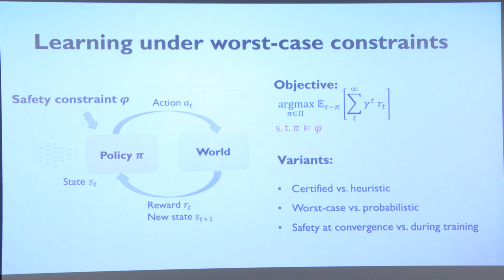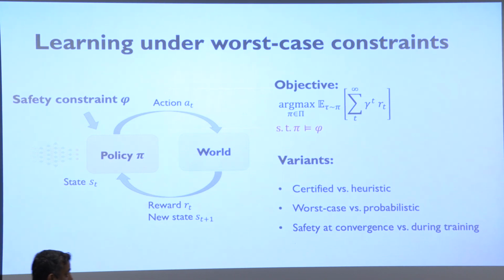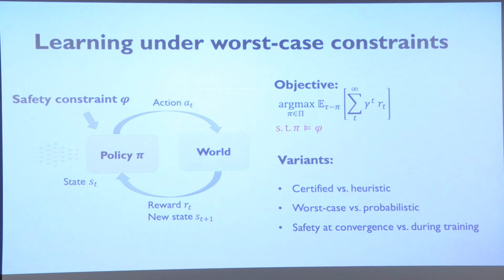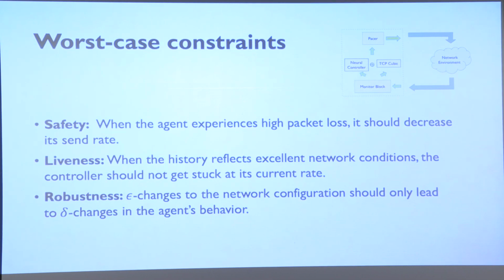So there are many variants of this problem. For example, you can imagine that there are certain cases where if you just satisfy this constraint heuristically, you'll be okay. There are going to be cases where you want more. You want to have certificates that you are actually satisfying these properties. There are worst-case versions of this problem, probabilistic versions of this problem. You may want to satisfy the constraints at convergence or during training, so there are lots and lots of different variants of this.